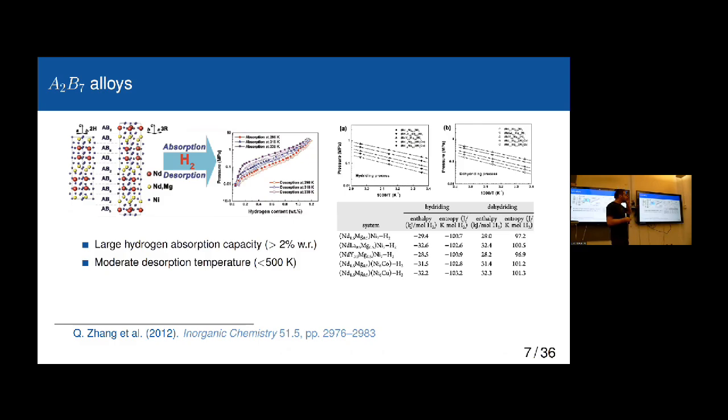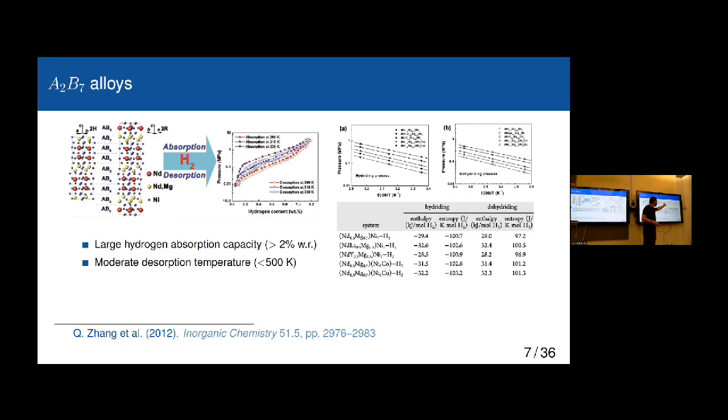Right. So we're interested in this class of materials, these AB2 alloys. These are structures typically composed of 3 or 4 different elements. So there are magnesium, nickel, and some rare earth components. These are interesting because they have a relatively large hydrogen absorption capacity. Over 2% is deemed commercially viable, and they have a low operating temperature. Below 500 Kelvin is good enough, right?